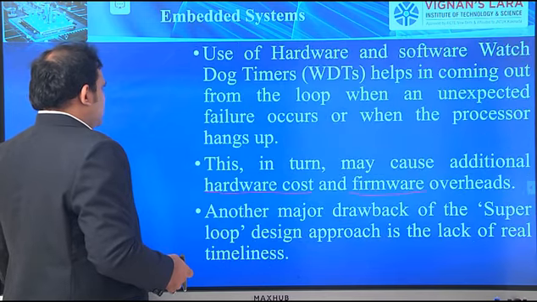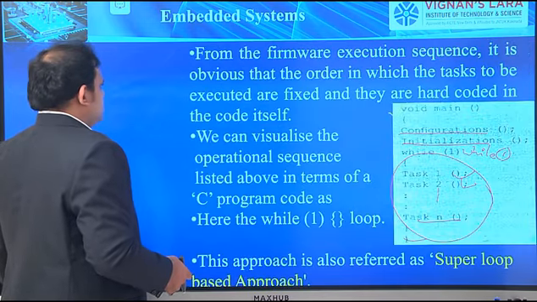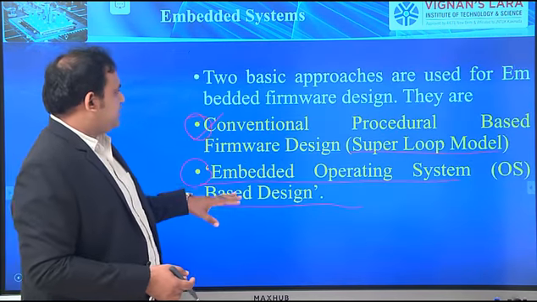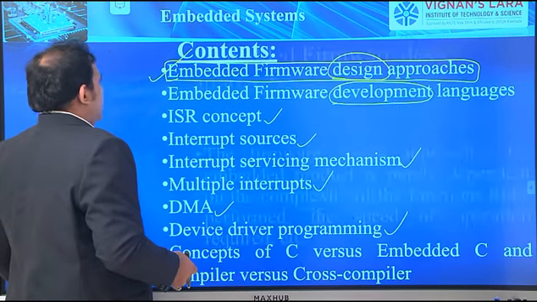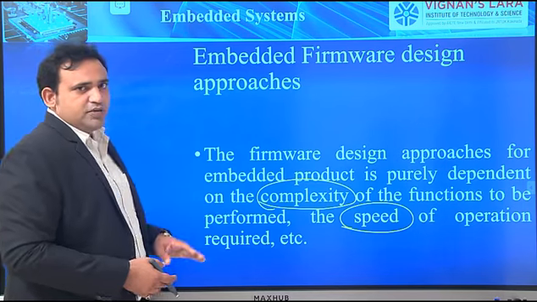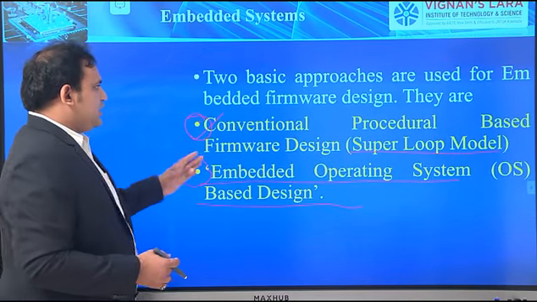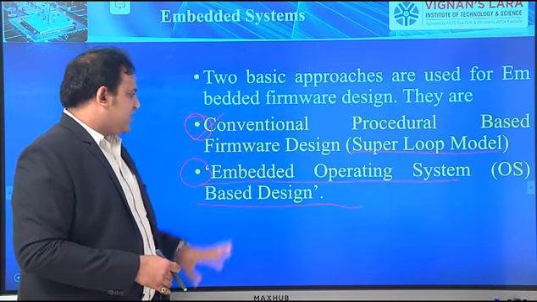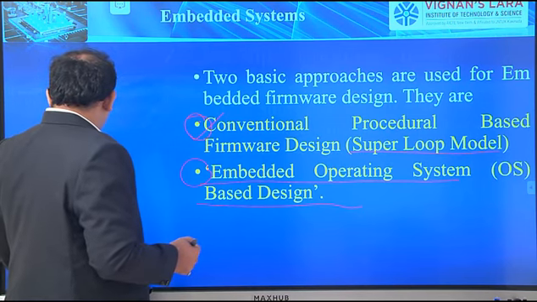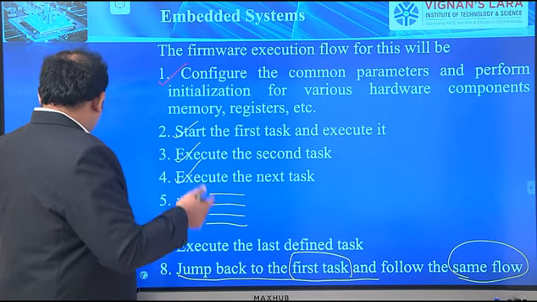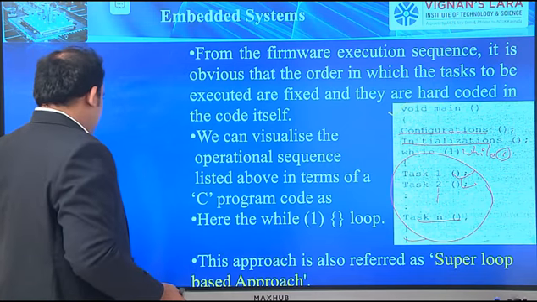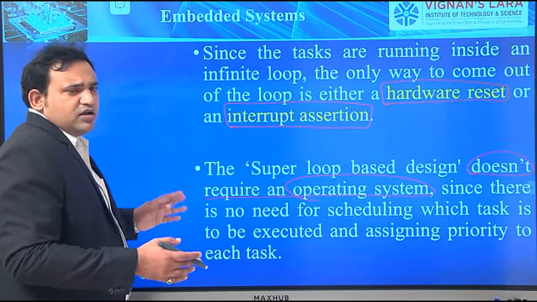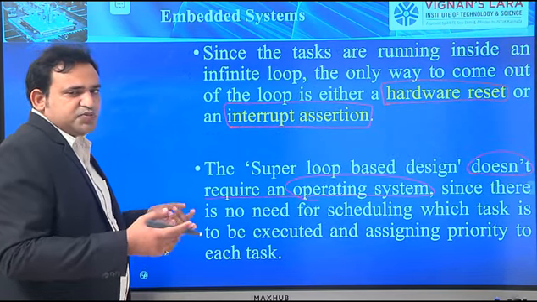So these are the two concepts. That is with respect to the first topic. We have discussed embedded firmware design approaches. There are two types of approaches. One is the super loop model, the conventional procedural based firmware design. The second one is embedded operating system design. The first one involves writing steps as a program, taking a C program as an example. Generally the super loop model is used in non-real-time cases where the response is not important.